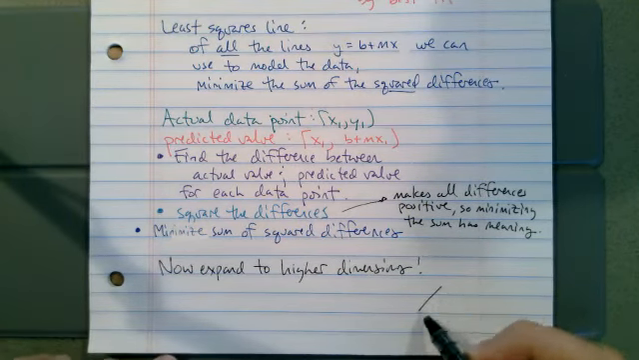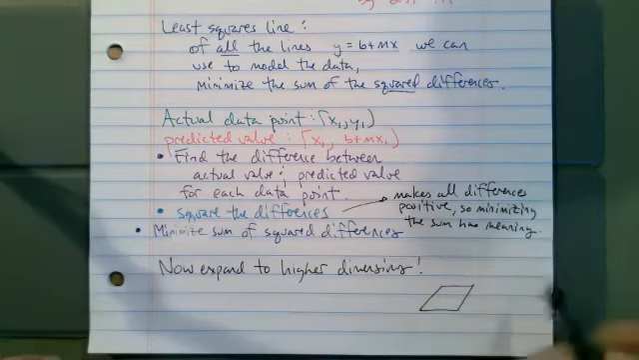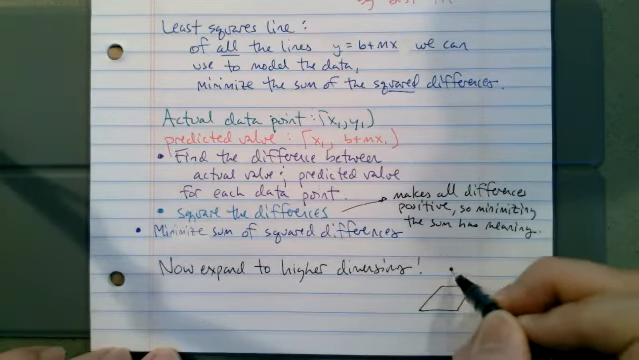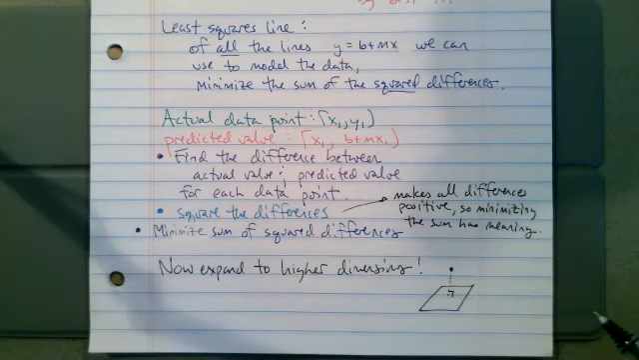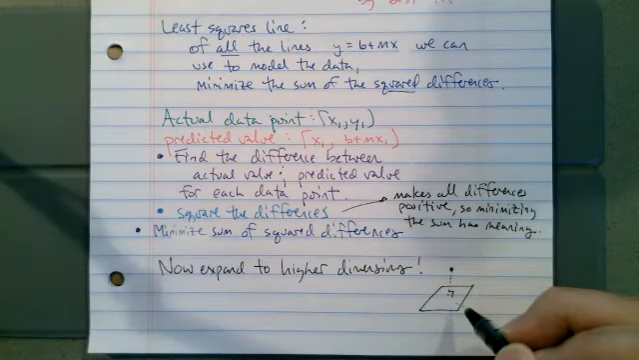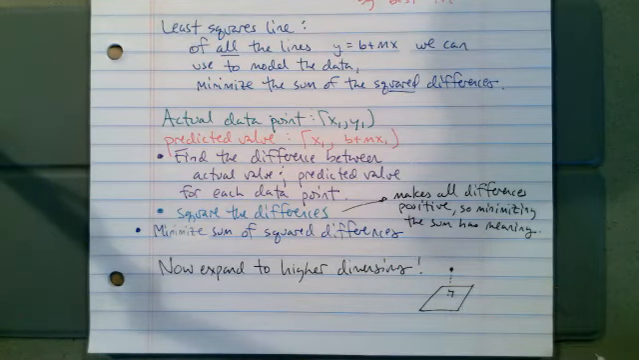We'll look at a plane and a point not on that plane, and we will want to know how close that is to the plane or the three-dimensional space. We're still looking for differences. We're going to square them and minimize it. Any questions?